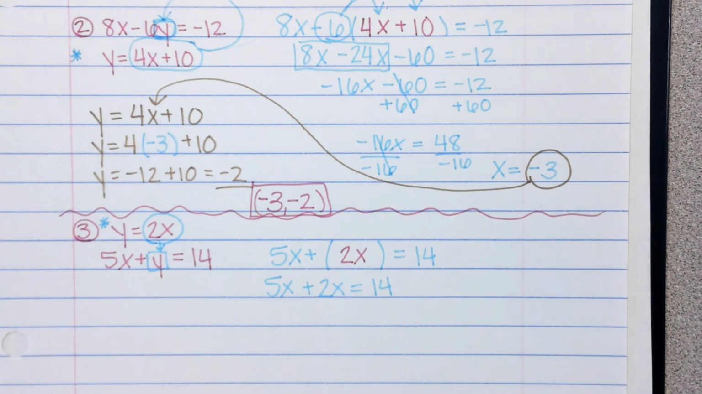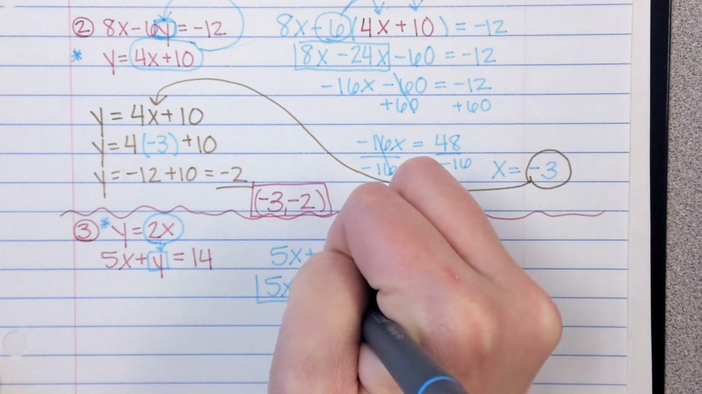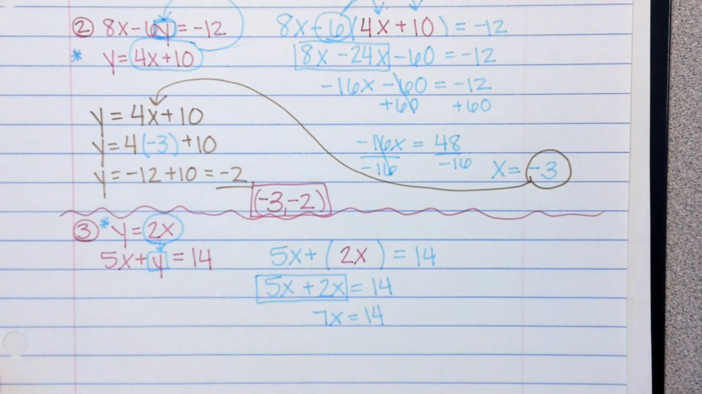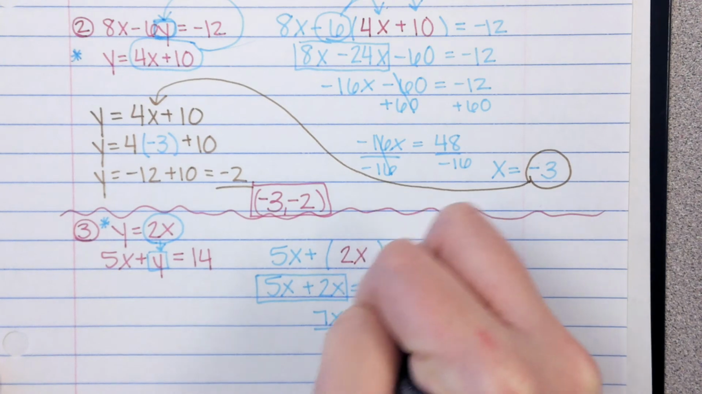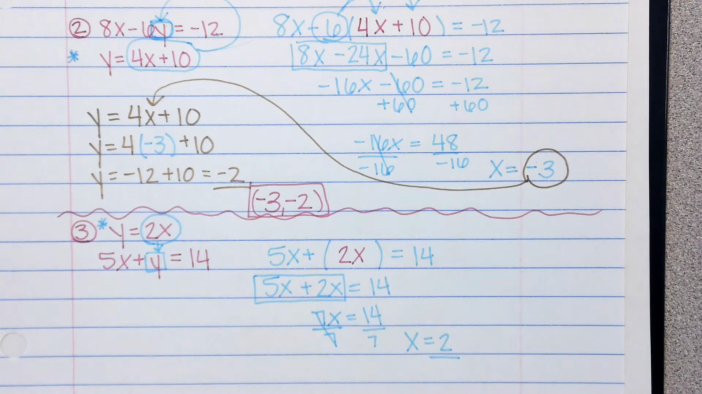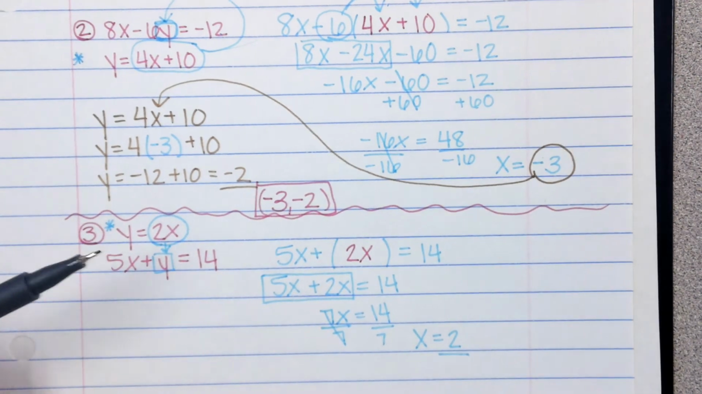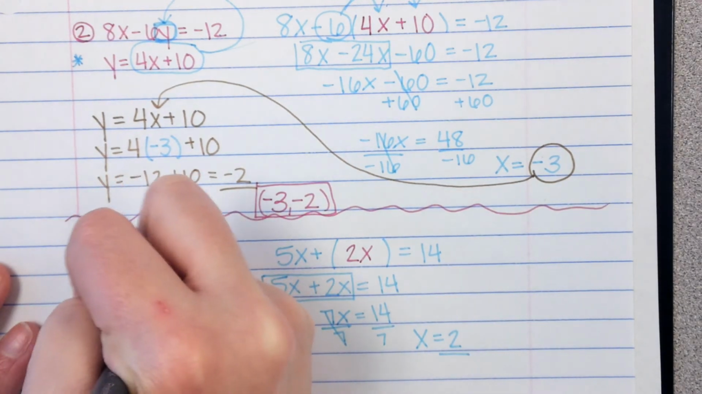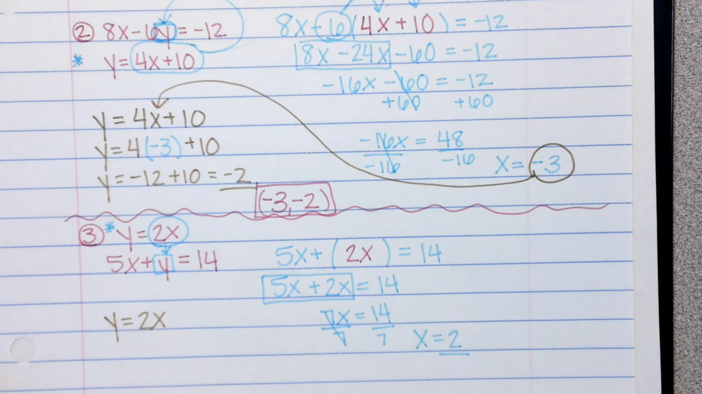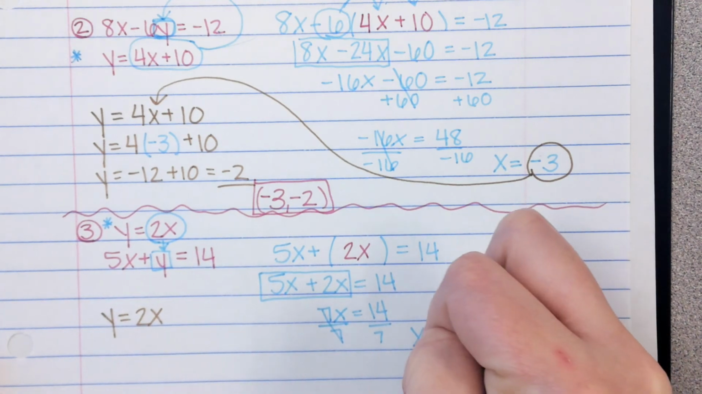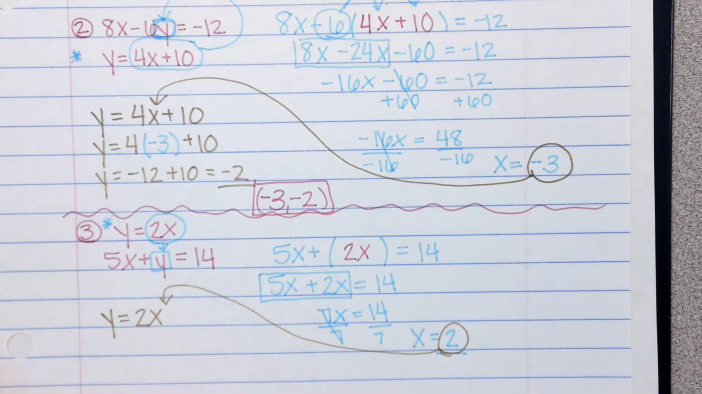Now, do I need to distribute? No. Do I need to combine like terms? Yes. What's 5x plus 2x? 7x equals 14. I solve that, divide by 7, and I get x equals 2. So there's my x value. Now, I'm going to go back to what I circled and starred, so y equals 2x. What am I going to plug in for x? What did I figure out that x is? Good. X is 2. So I'm going to take that 2 and plug it in for x.